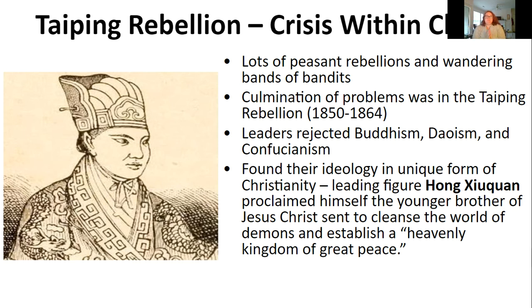Whew, excuse me. So all of these problems resulted in the Taiping Rebellion. The leaders actually rejected Buddhism, Taoism, and Confucianism. They found their ideology in a unique form of Christianity. The leading figure proclaimed himself to be the younger brother of Jesus Christ, and that he was sent to cleanse the world of demons and establish a heavenly kingdom of great peace.